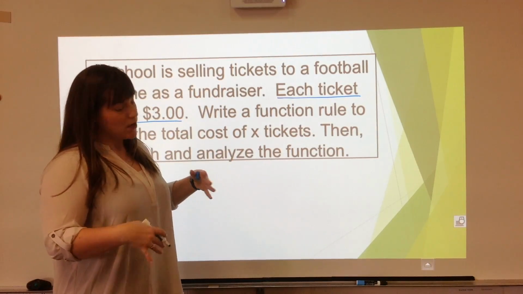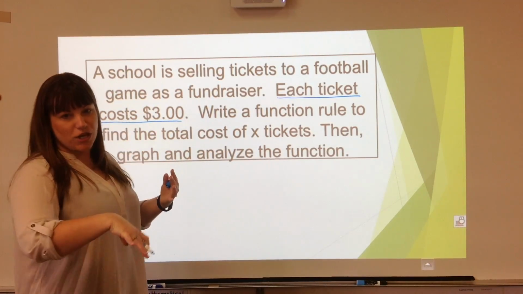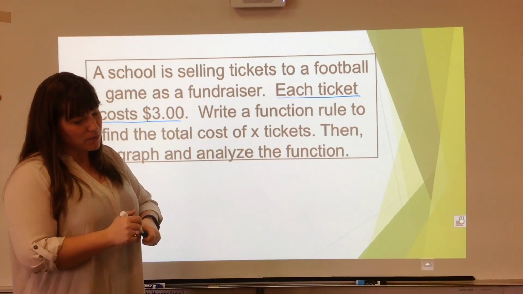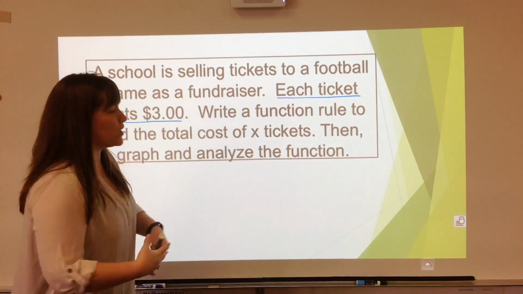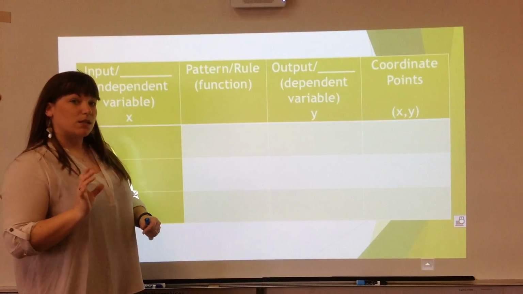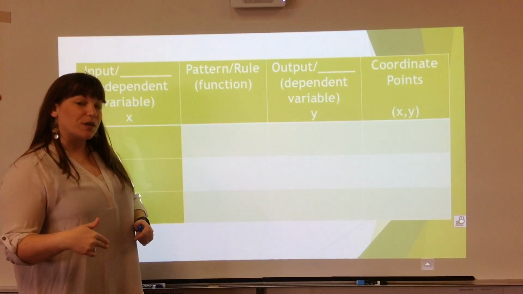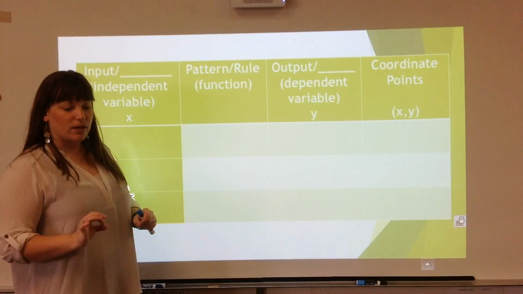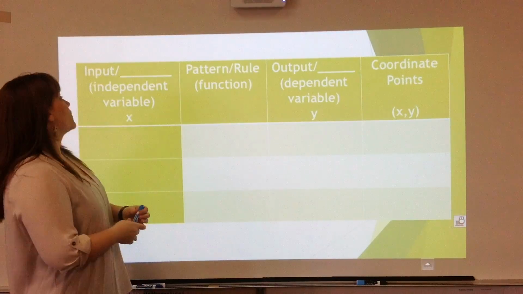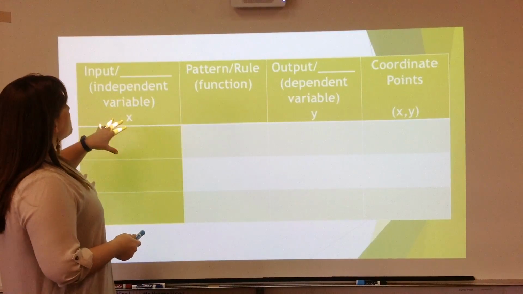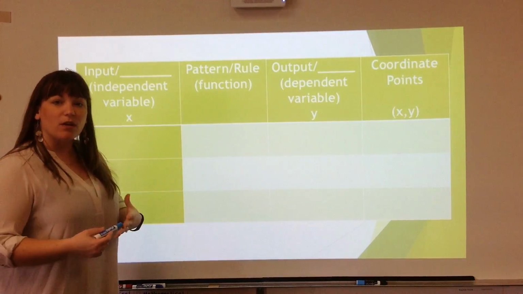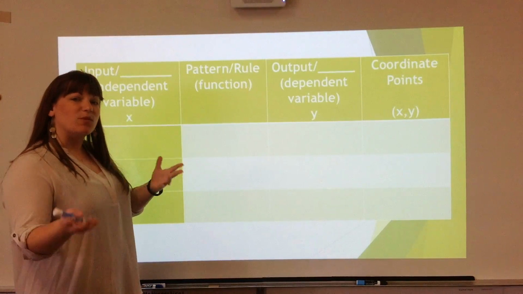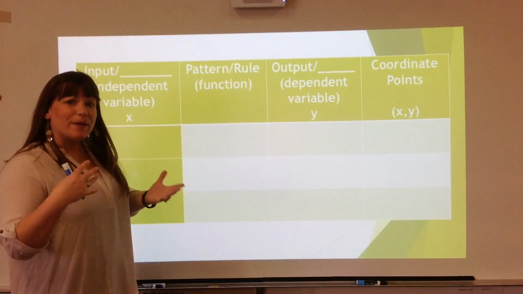So I have the first part here. I'm going to actually change my screen down to the table so that we can plug in our information. So the key sentence in that situation is that each ticket costs $3. So we need to figure out the variables going on here. We have tickets and we have dollars. One is dependent upon the other.